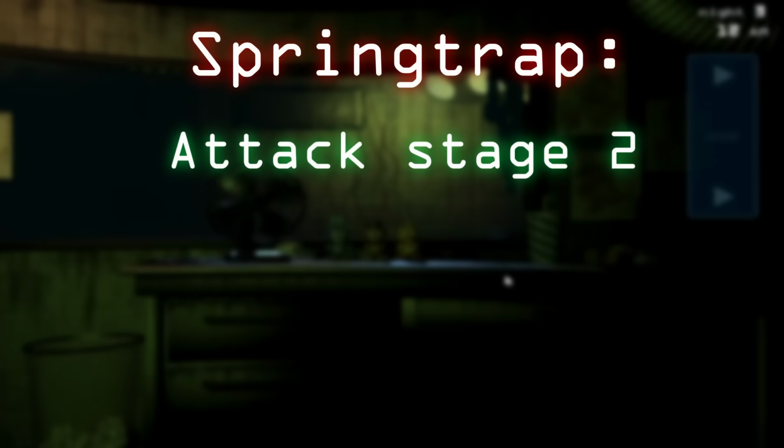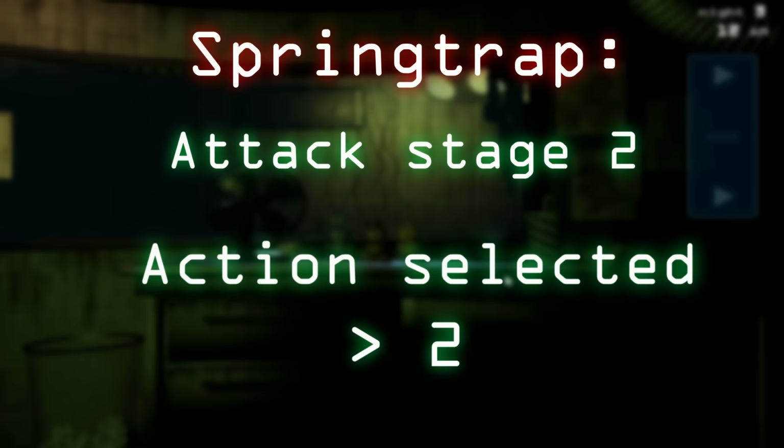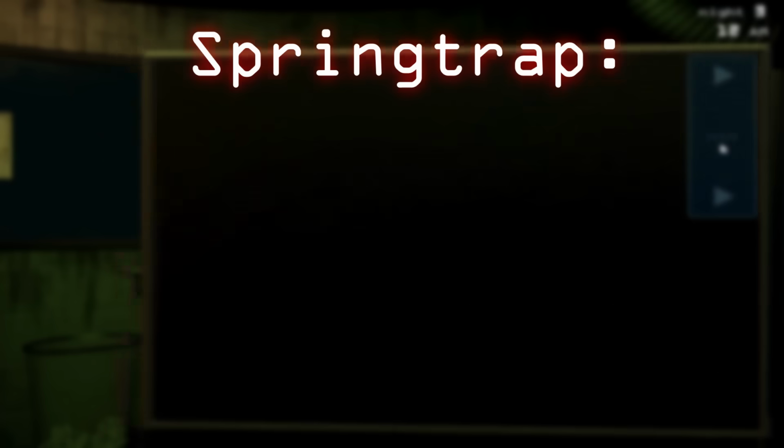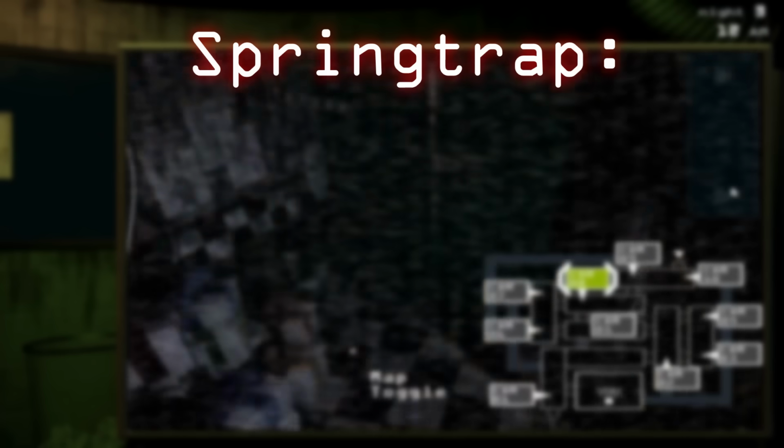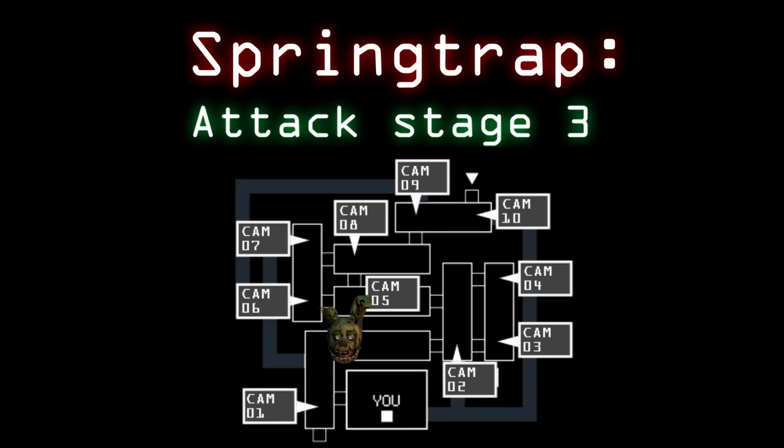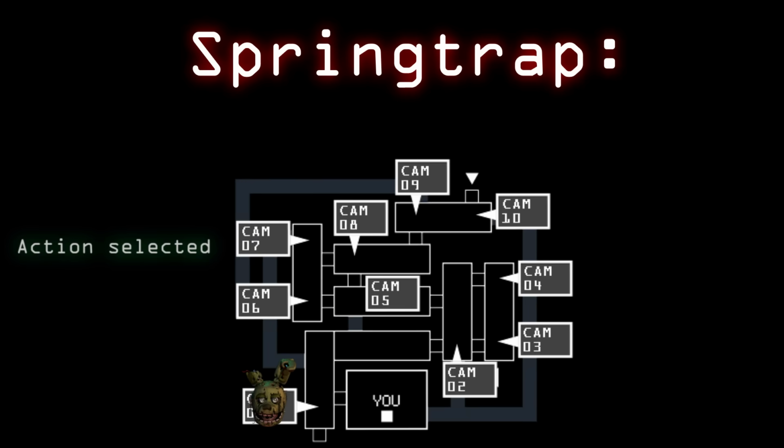Advancing to attack stage 2, he can only move forward if the action selected value is greater than 2. This will trigger his very goofy running animation. Progressing to attack stage 3, Springtrap will either move to camera 1 if the action selected value is equal to 2 and you're viewing a screen, which is either the camera or the repair monitor.